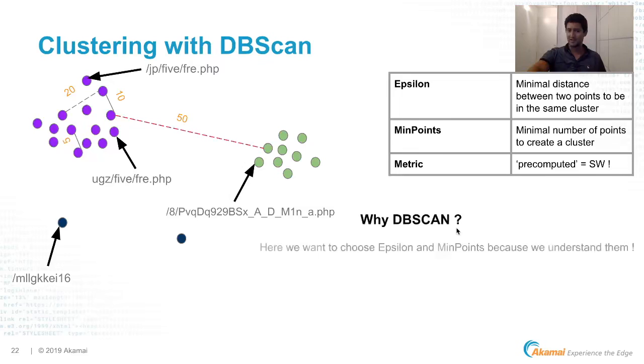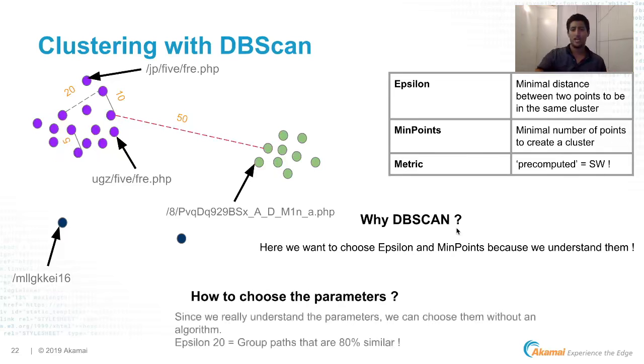And so why DBSCAN? Here, as opposed to many cases in data science, we understand what epsilon is. We understand what minimal points is. If we choose epsilon equal 20, we are basically saying to the algorithm, okay, group the paths that are 80% similar. So in our case, we want to choose epsilon and minimal points. So it fits our use case.